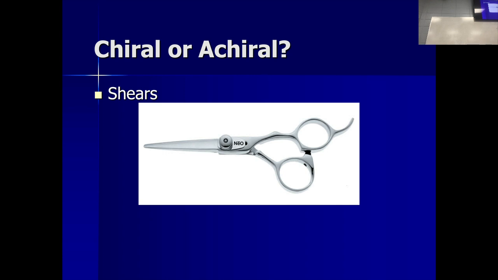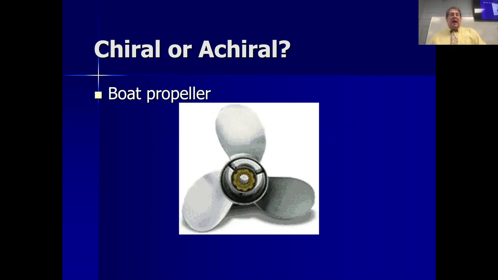What's going on here? How about a boat propeller? It is chiral. There is a twist to a boat propeller along its axis. And if you take that and its mirror image, they are not the same.